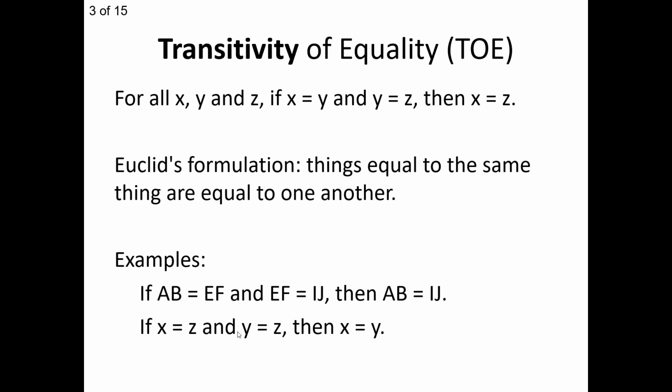Down below, you see that if AB is equal to EF and EF is equal to IJ, then AB is also equal to IJ. Now, Euclid had a different formulation. He would say this: things equal to the same thing are equal to one another. So the last example down below, if x equals z and y equals z, then x is equal to y, because x and y are both equal to the same thing. So whether we treat it as Euclid's formulation or not, it still holds the same property, that we're bringing two relationships of equality together to form a third relationship.